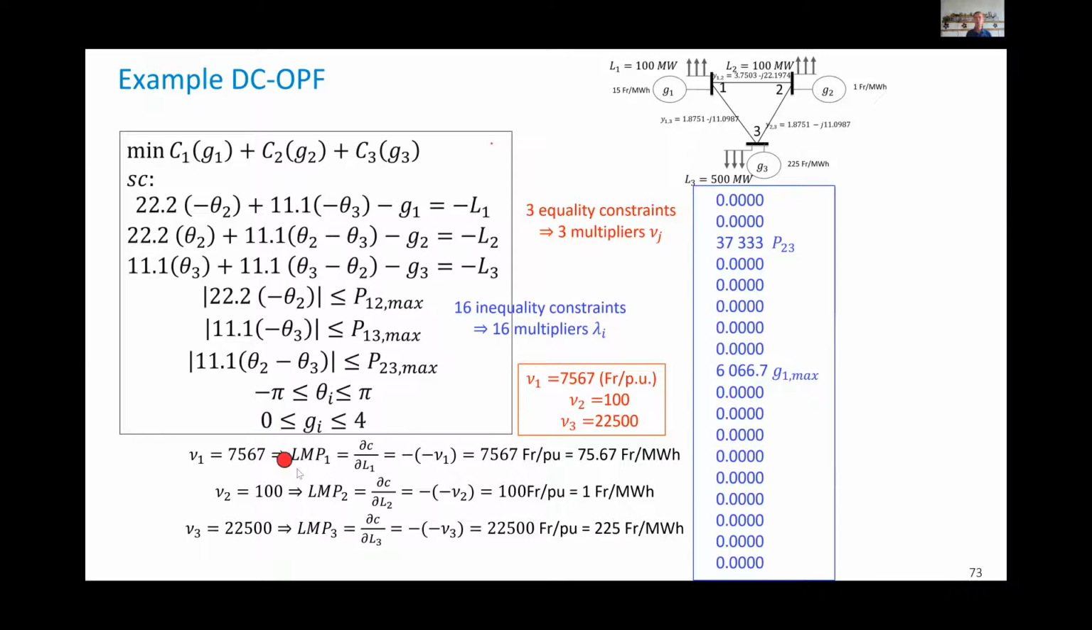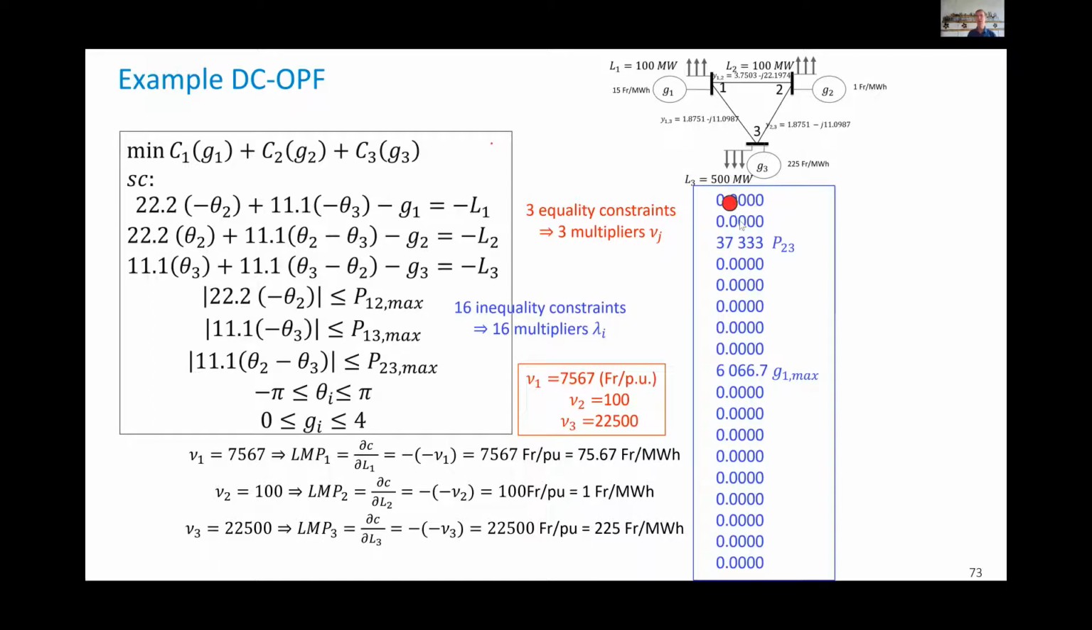Now, if I apply the formula I had before, what is the locational marginal price at node 1? Then it's dC over dL1. I need to look at the derivative of all the right-hand sides with respect to L1. There's only one constraint here, so only one multiplier is involved, and the partial derivative with respect to L1 is simply minus 1. So the marginal price is minus nu 1, which is this value that I've obtained here. So the Lagrange multipliers here are in fact exactly equal to the locational marginal prices.